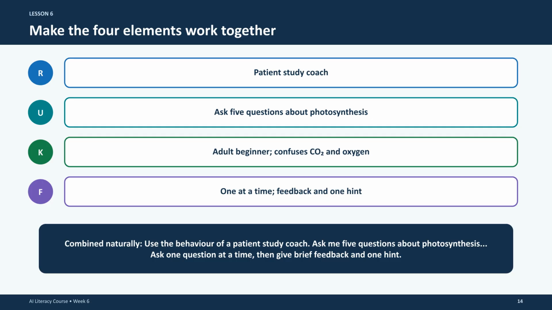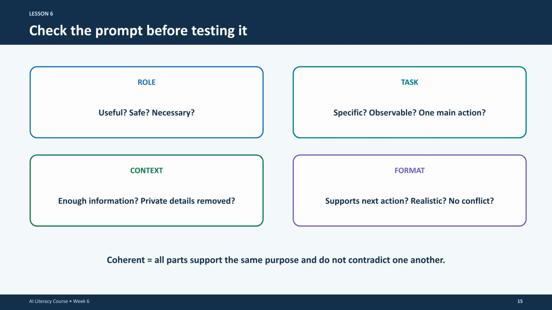When you put it all together, RUKF creates one cohesive prompt. Combine your chosen role, task, context, and format into a natural-sounding instruction that guides the AI effectively while leaving the critical thinking to you. Before you test your final prompt, run through the RUKF checklist. Ensure your roles are safe, your tasks are observable, your context is minimized, and your format is clear. If everything supports the same purpose, you are ready.